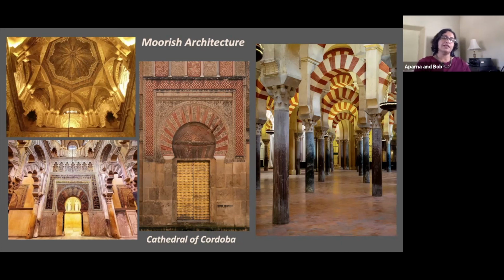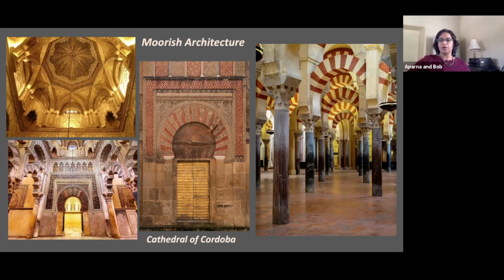Here we see the interior of the dome and the mezquita, and a detail of a horseshoe arch, and the prayer hall with the Moorish columns with a double horseshoe arch that allows for greater ceiling height.